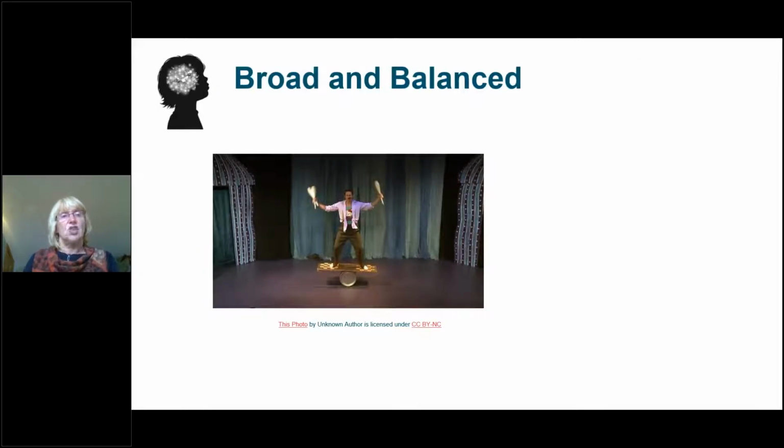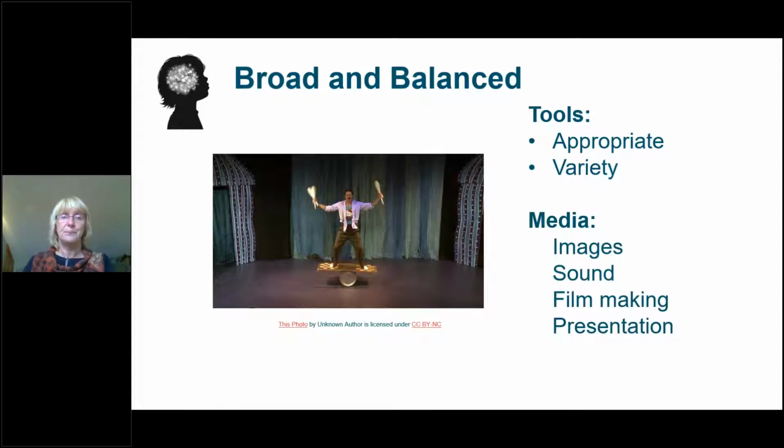So thinking of that juggling, we want it, whatever we've got in place, broad and balanced. And that's in terms of the tools. Needs to be appropriate tools, but we need a variety. We don't want all our children to continually be having the same experiences. The media that children experience through that progression need to be sure it includes images, sound, filmmaking, as well as presentation to give your learners that complete experience.